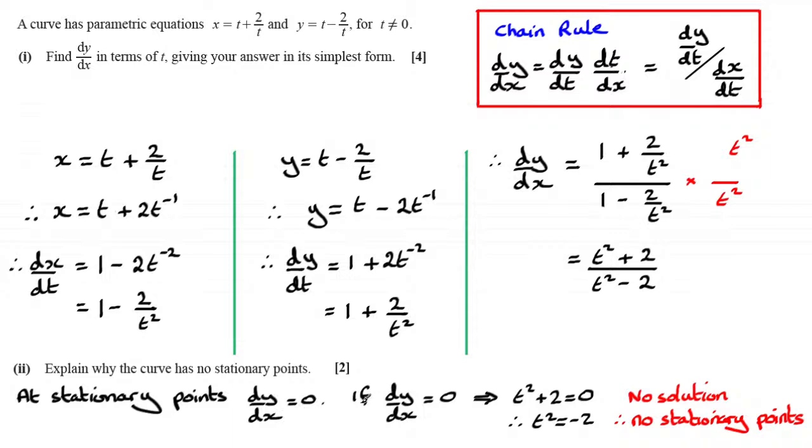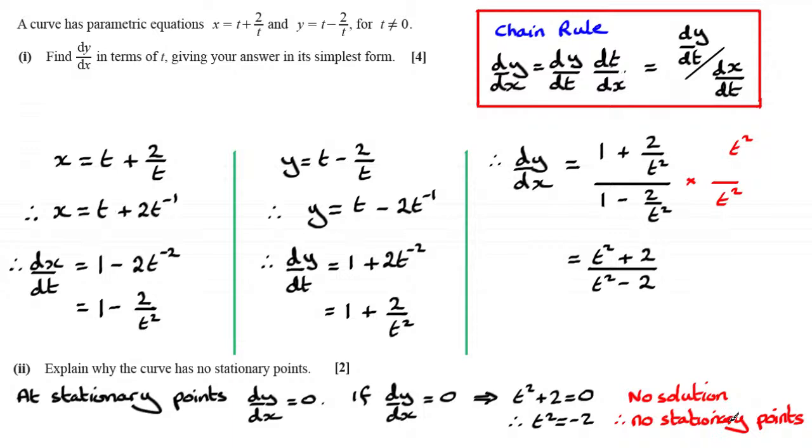Okay, and if dy by dx was equal to 0, it means that the numerator here, t squared plus 2, would have to equal 0. And if you try to figure out the value of t for that, you'd end up with t squared equaling negative 2. So t would be equal to the square root of negative 2. And so therefore there's no solution, no real values. If you do further maths, you would know that the square root of negative 2 involves complex numbers. But we're not going to go down that avenue. From the point of view of this, there is no real solution. Okay, so therefore no stationary points.